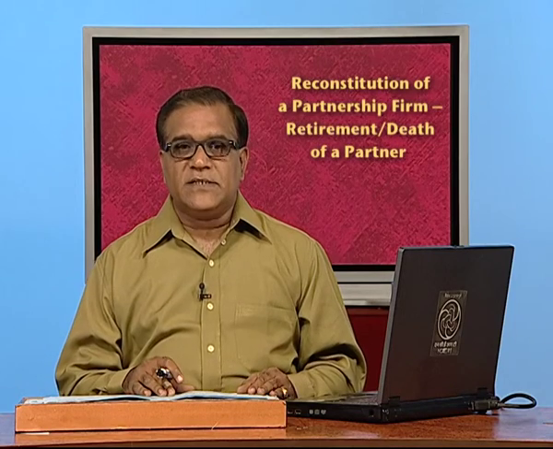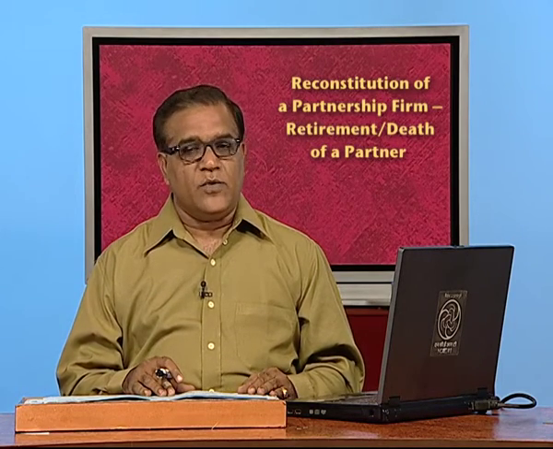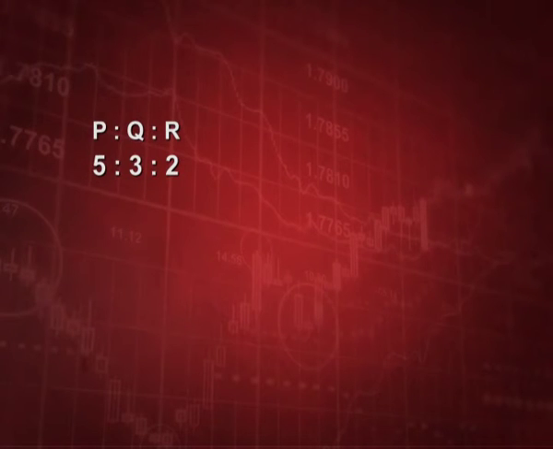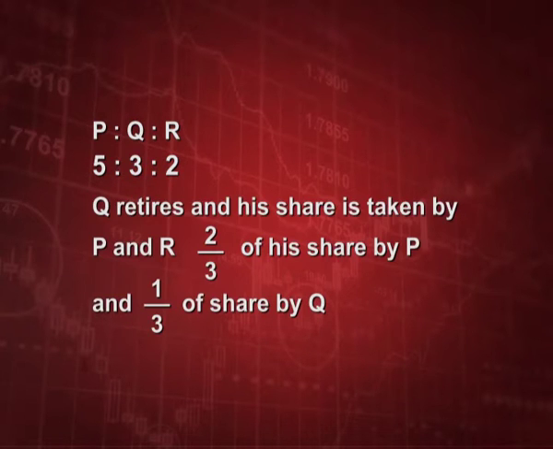Let us understand this concept again with one more question. Let us assume there are 3 partners P, Q, R with the ratio 5:3:2. Q retires and his share is taken by P and R. Please understand, 2/3rd of his share by P and 1/3 of his share by R.